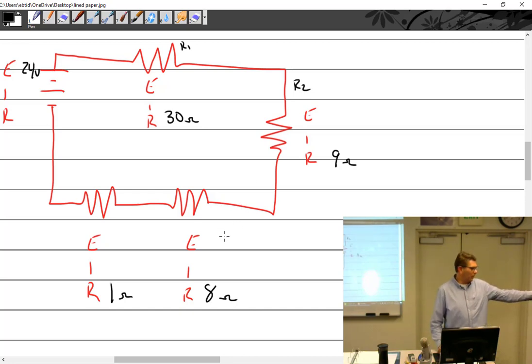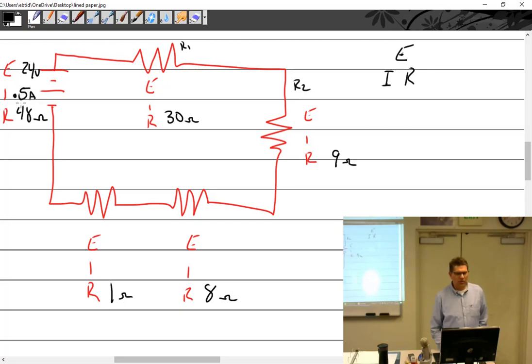Okay, so first we add up all the what? Resistance. Ohms resistance. Okay, so what do we get? 48. So we got 30 plus 9, 39, 40, 48. And don't forget to put the ohms, otherwise it's wrong. 48 ohms. So what is my total current? E divided by R. E-I-R. I want I, so it's E divided by R. 24 divided by 48. 0.5 amps.